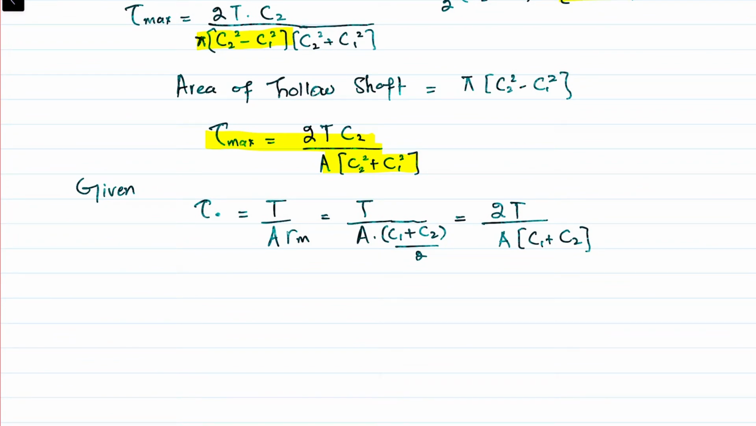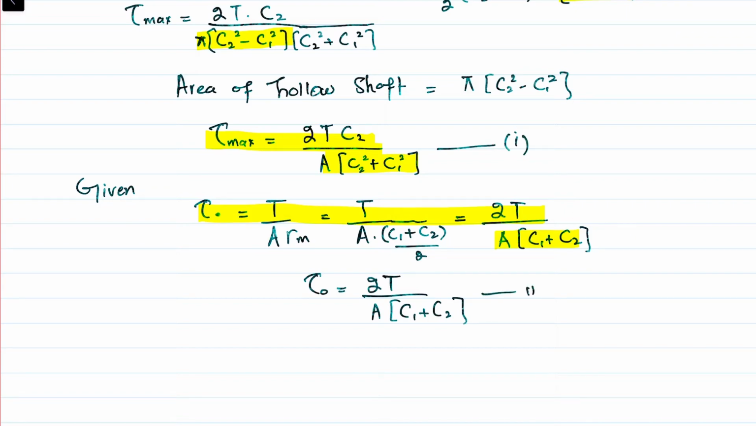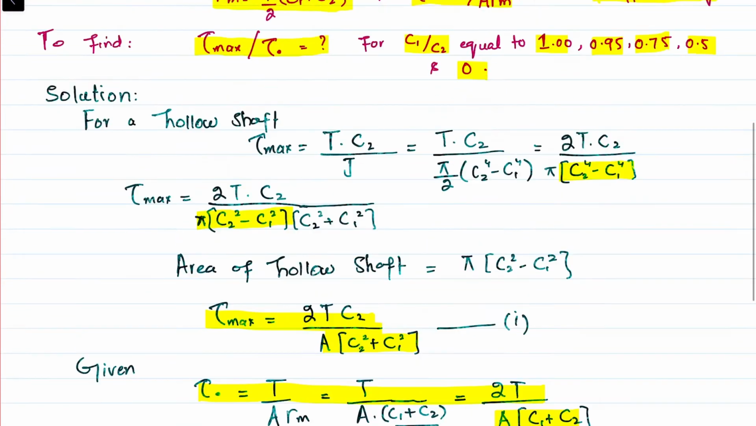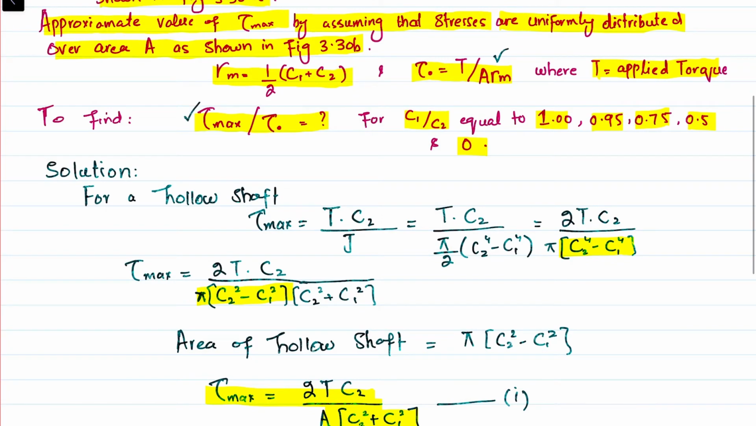So this is the equation of τ₀. I will write it again. This τ₀ is equal to 2T over A into (C1 plus C2). Let this be equation number 1 and this your equation number 2. And in the question we have been asked to find τmax over τ₀.